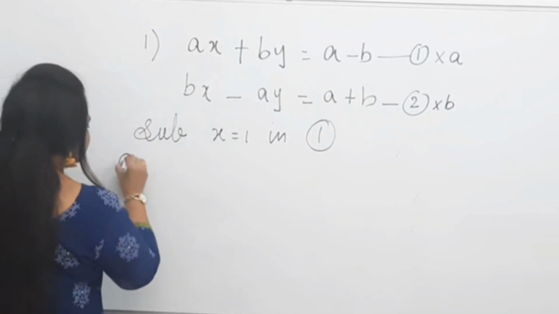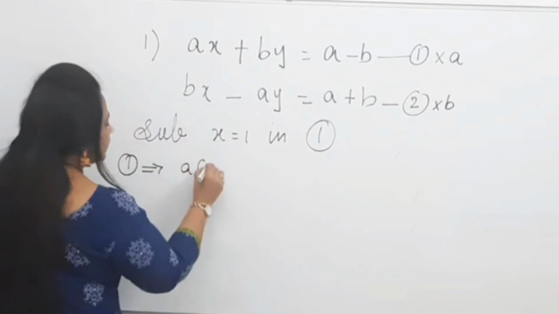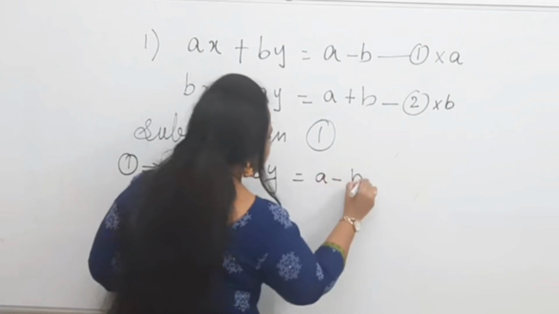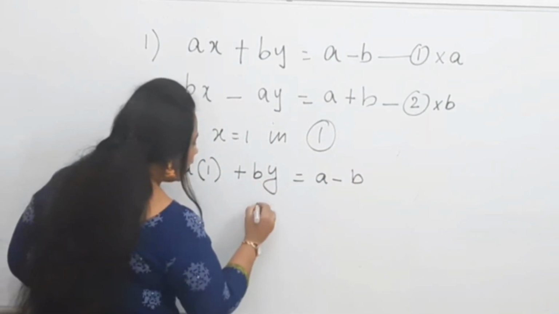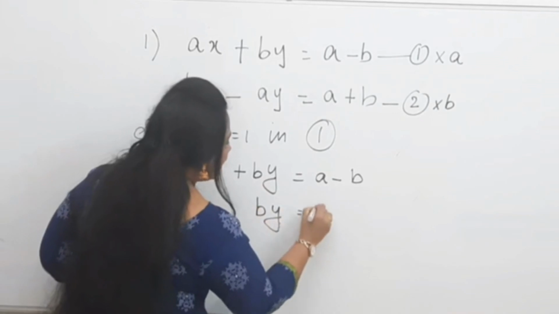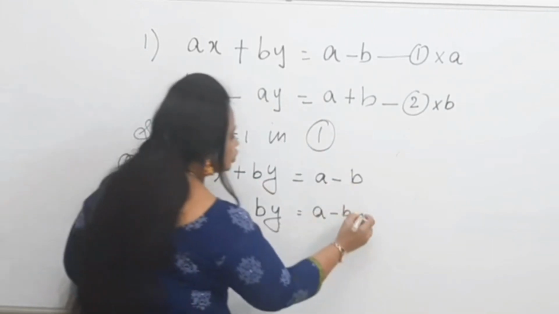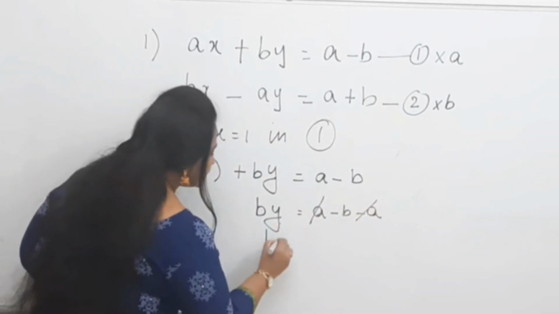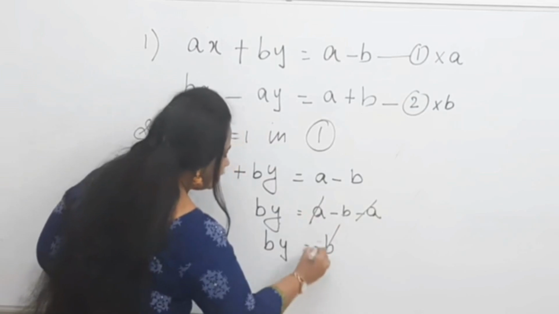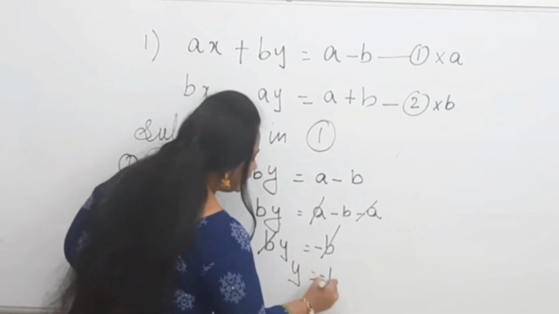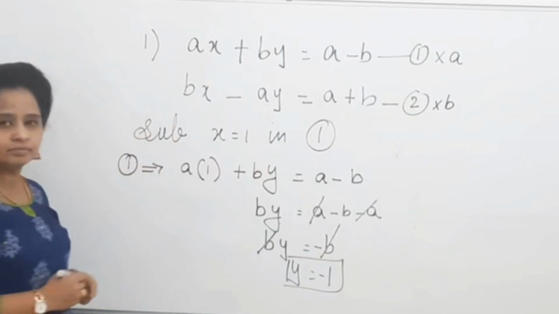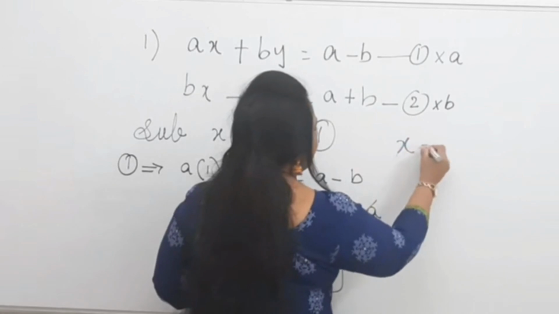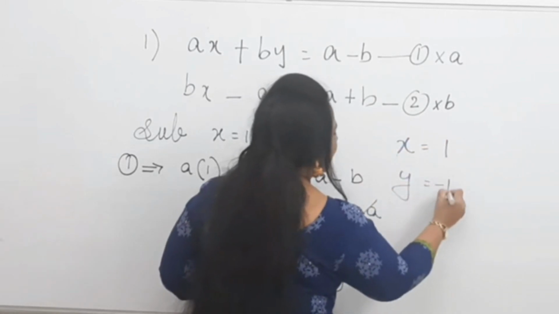So a into x is equal to 1, plus by, is equal to a minus b. Now I want my y, so I keep my y here. This a comes to the other side, becomes minus a, gets cancelled, and you can understand by is equal to minus b. b gets cancelled. That means y is equal to minus 1. So I get my answer x is equal to plus 1 and y is equal to minus 1.